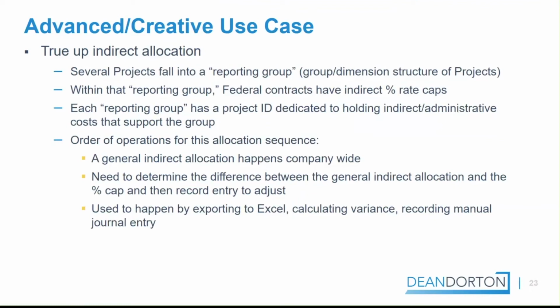So what happened was they had several projects that fall into a reporting group. And we grouped all those projects together to create a group of projects, use that as a dimension structure in our financial reporting. But within that reporting group, there were federal contracts. And some of those federal contracts had indirect percentage rate caps. Each reporting group had a project ID within it that was dedicated to holding certain indirect and administrative type costs that supported that group. So the order of operations for this allocation sequence was a general indirect allocation first happened company-wide.